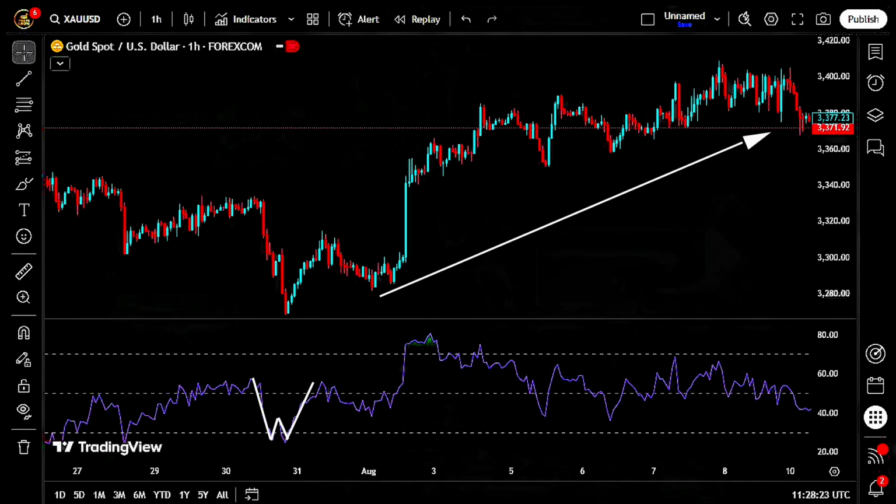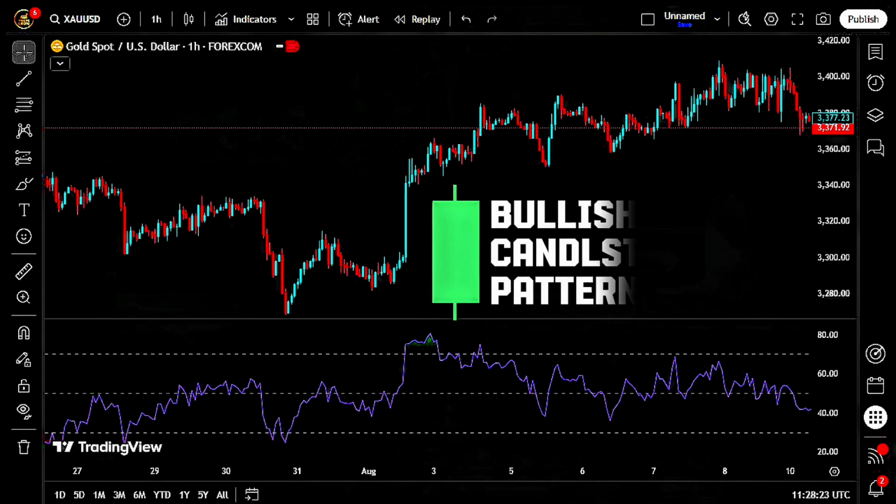But let me make this very clear. It doesn't work every single time. That's why it's best to confirm with a bullish candlestick pattern along with the RSI signal.